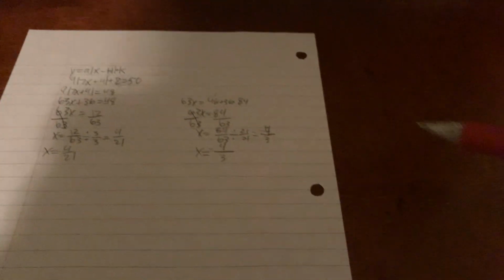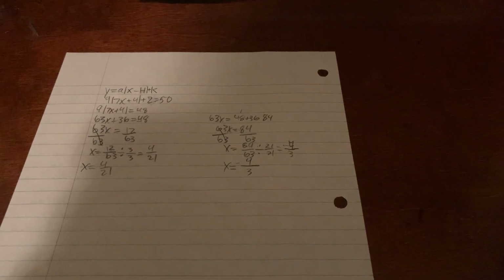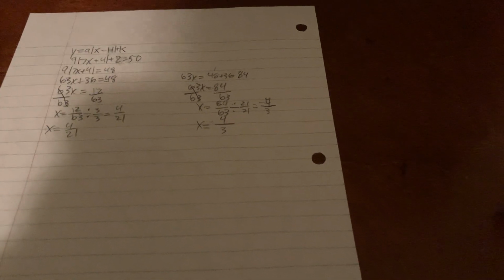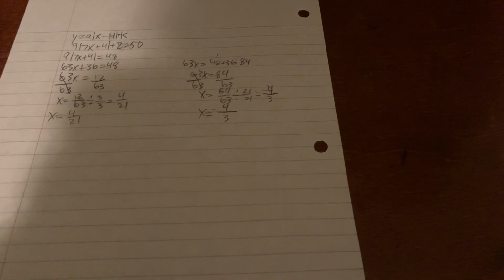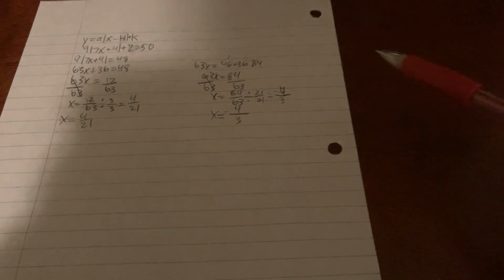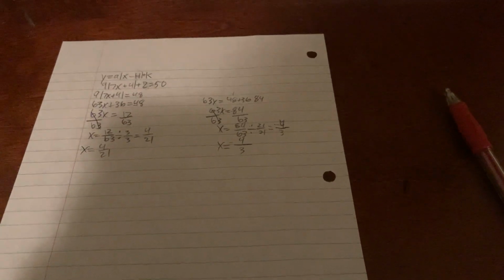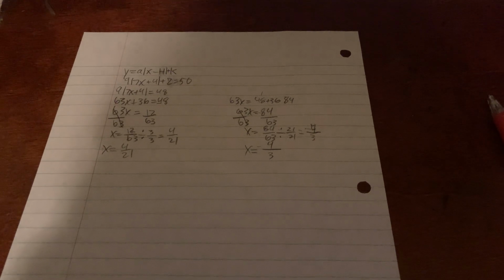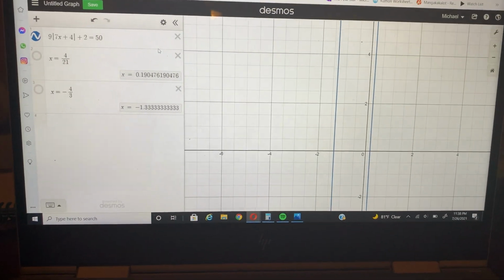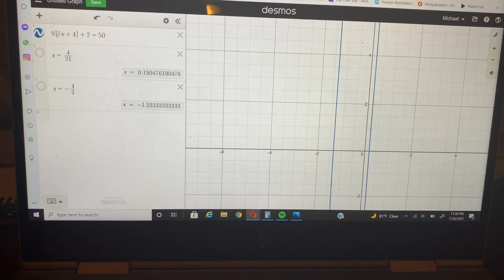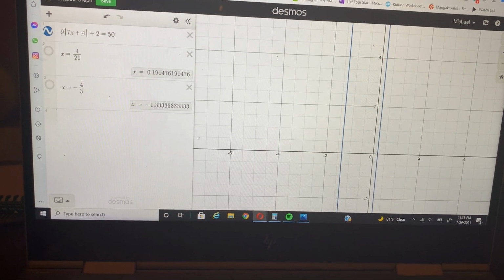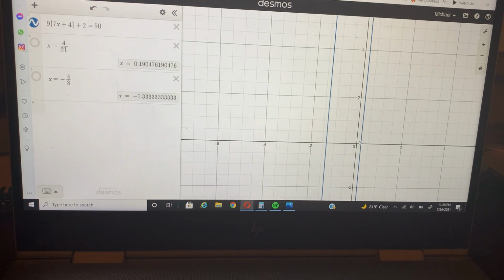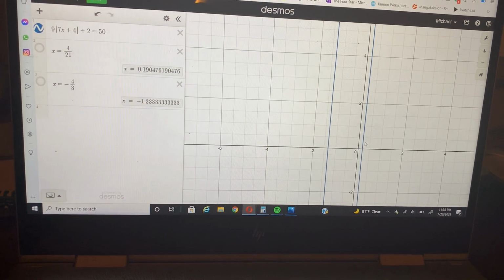9 times |7x plus 4| plus 2 equals 50. Of course, next step would be to check. If you wanted to, you could substitute them back in. But to keep things moving along, I've decided to use Desmos to help out. And as you will see over here, I have the equation set up: 9 times |7x plus 4| plus 2 equals 50. And the blue lines have been dotted on the x-axis.